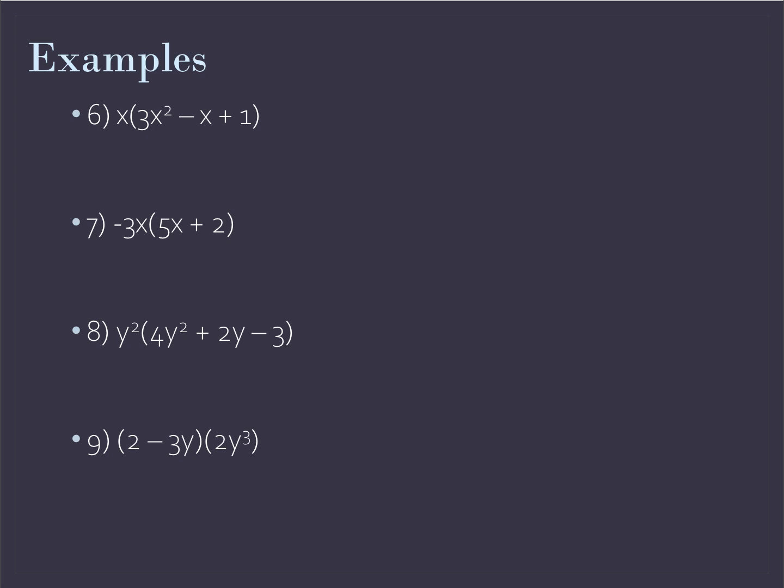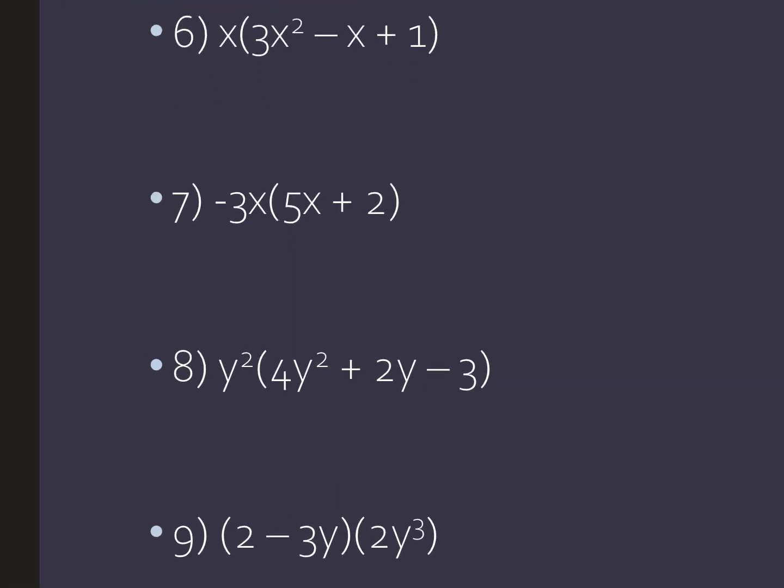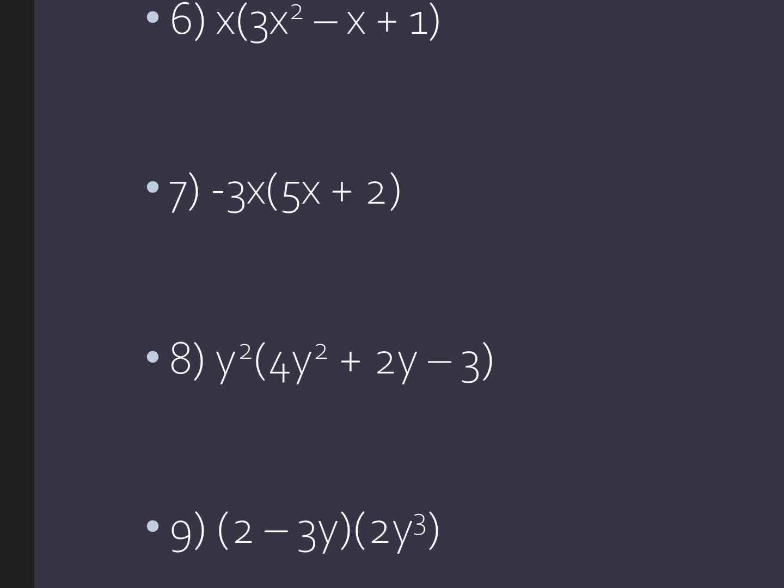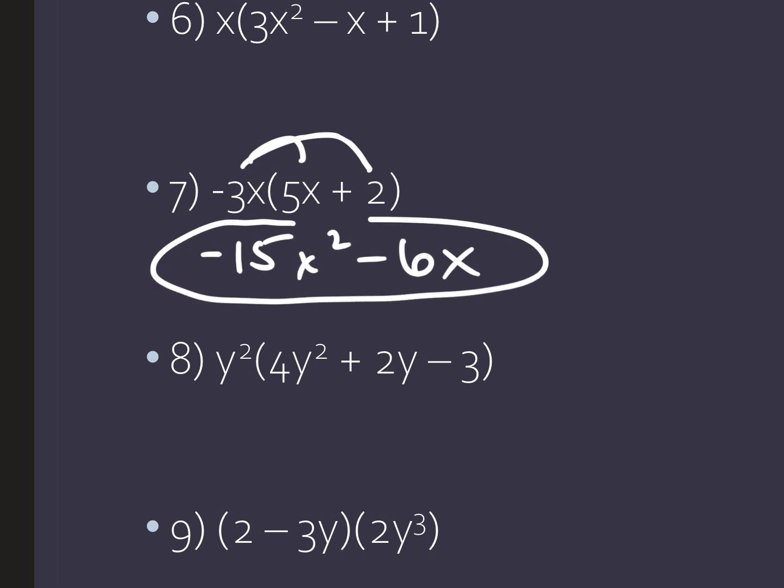So again, I'm not going to do every one of these. Is this a foiling problem, number 7? Do I have two binomials that I'm multiplying together? No, we're just distributing. So first times first. What's negative 3 times 5? Negative 15. This becomes x what? Squared. Negative 3x times 2. Negative 6x. Can I combine anything? No. You cannot combine those two because x squared is not the same as x. So you're done there. You guys are done.